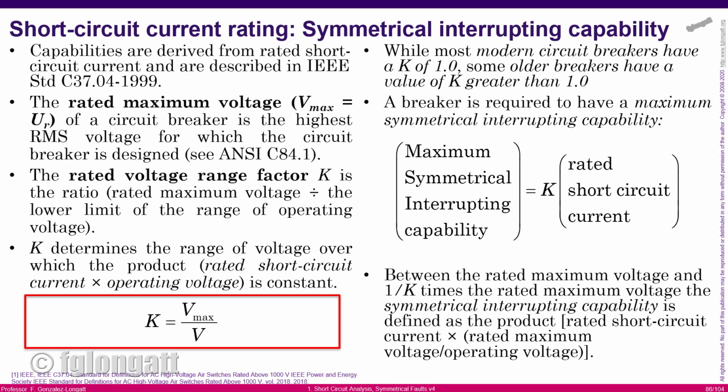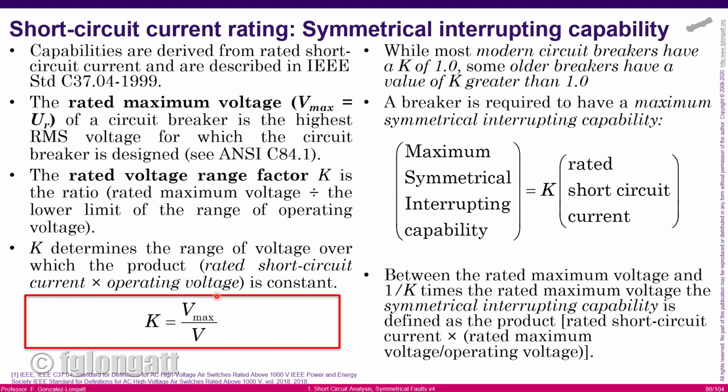There is a factor that is called the rate voltage range factor. What is the rate voltage range factor K? Well, it is the division between the maximum voltage that you can allow in your circuit breaker divided by the lower limit of the operating voltage of your circuit breaker.